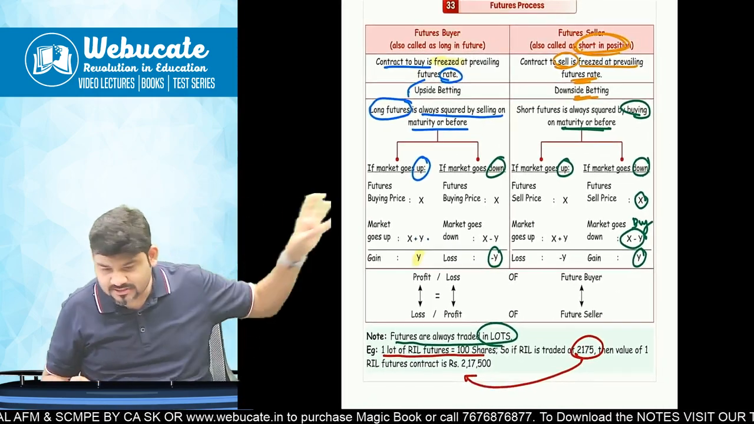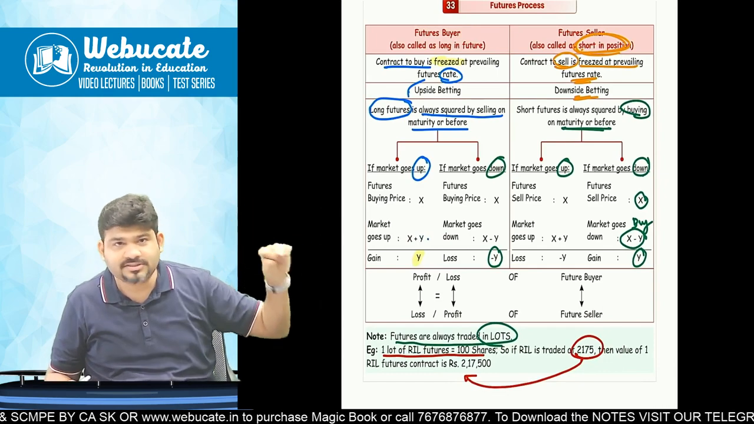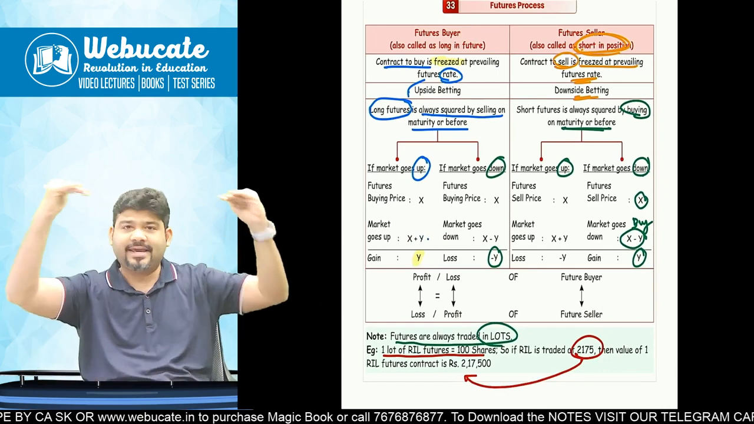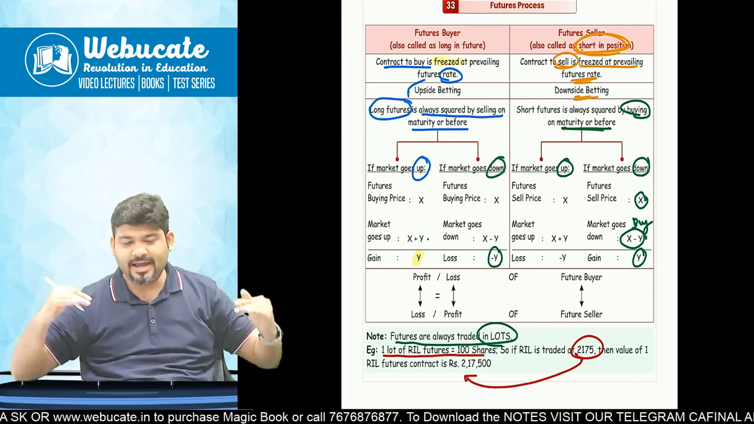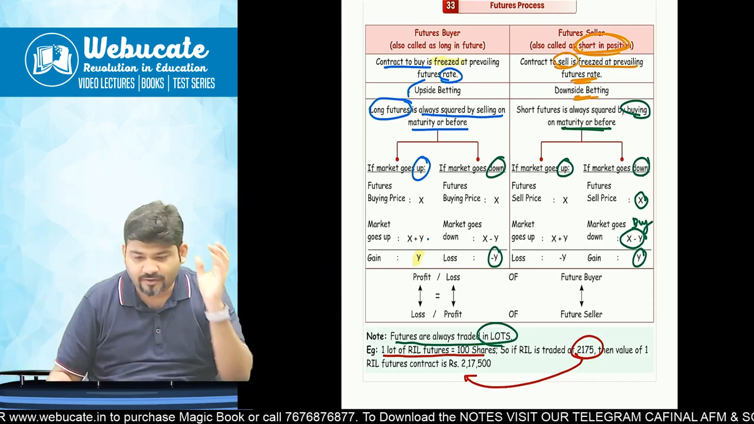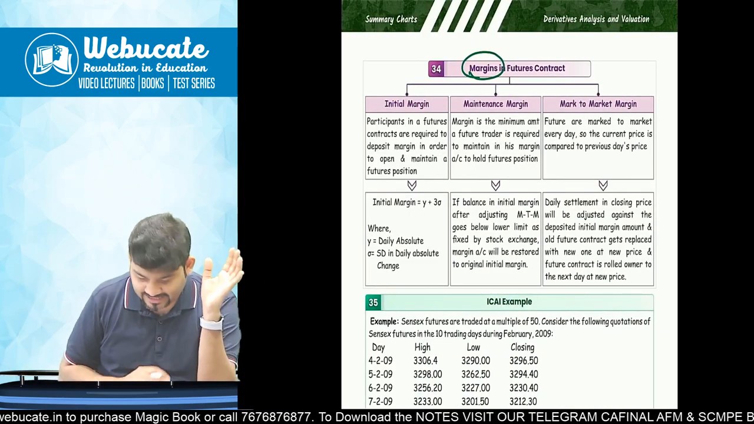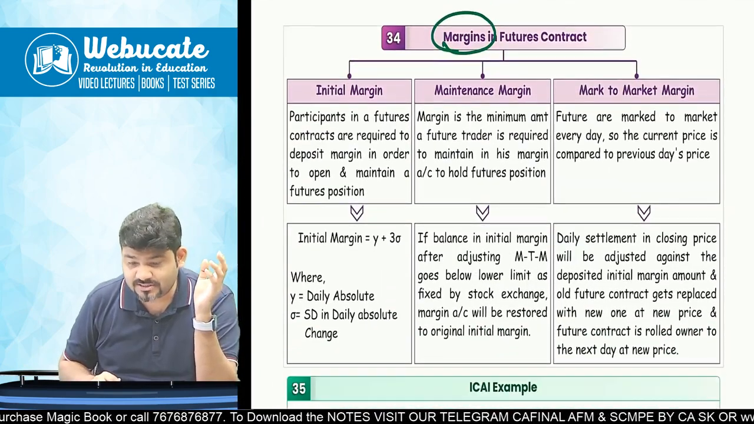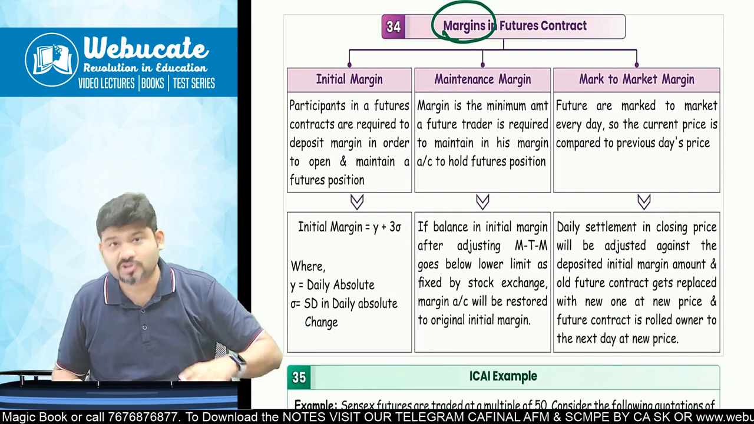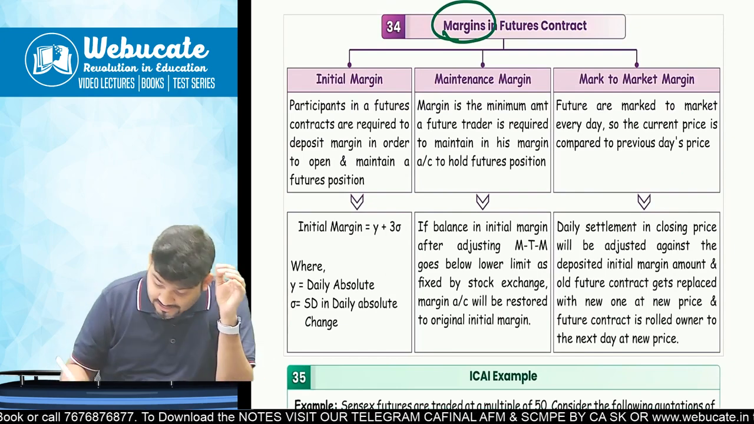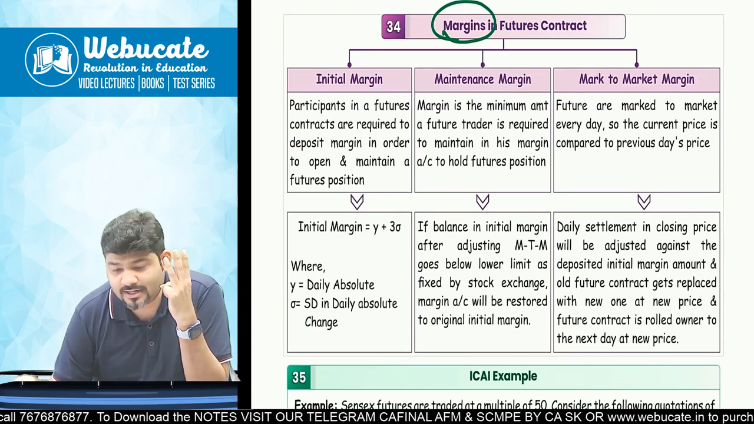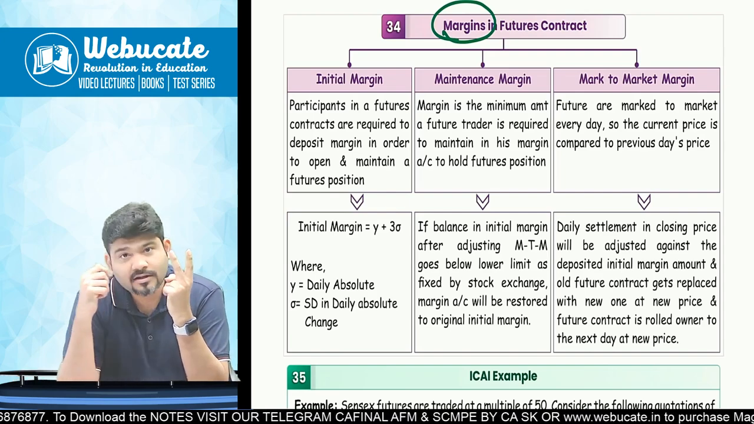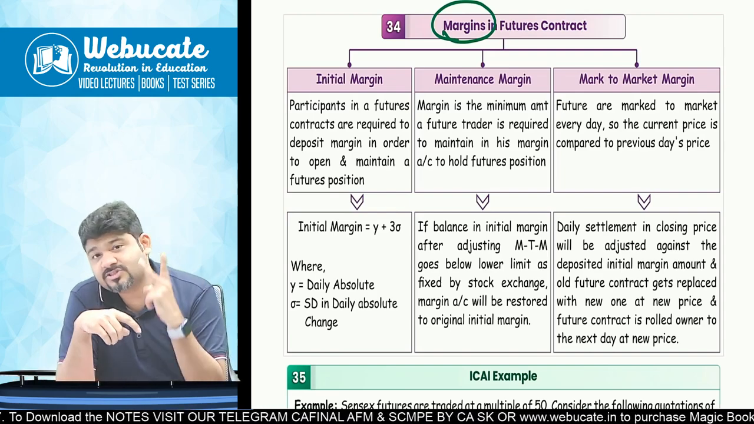So what is the whole process of futures? Either you sell or you buy. Right to sell, right to buy. The difference will be your gain or loss, as the case may be. Okay, then we come to the whole concept of margin in futures contracts. There are basically two types of margin. One is called the initial margin. The other is called the maintenance margin.